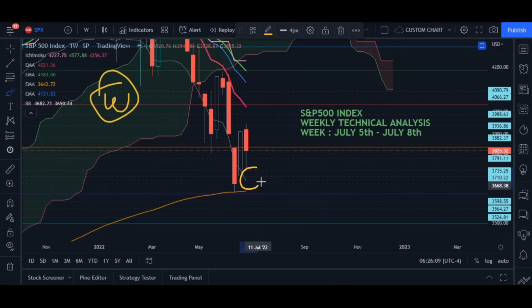Now let's look into the technical indicators. First comes the Bollinger Bands. This is the lower band of the Bollinger Band. This is the median of the Bollinger Band. Because the market is trading between the lower band and the median of the Bollinger Band, the market is bearish.